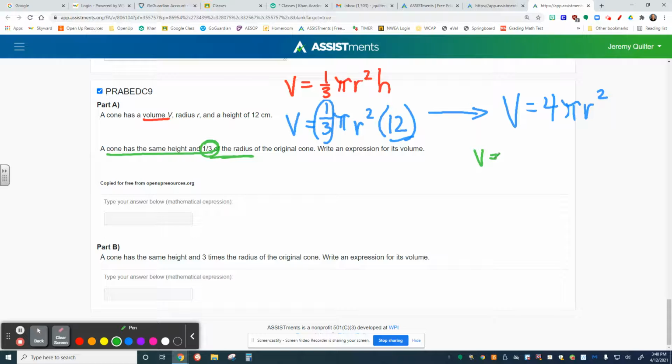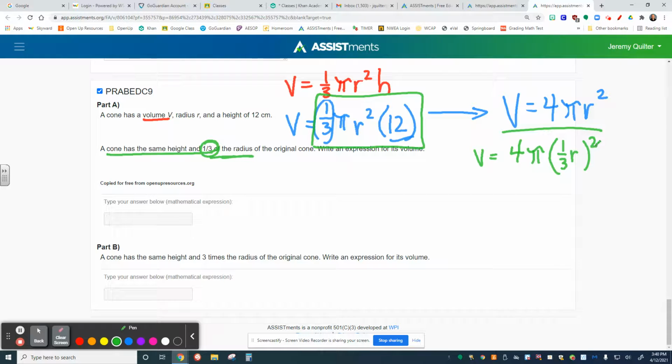So we could go back through and look at this whole situation and go back to this, where we see 1/3 times pi times the radius squared times the height of 12. Or we can work from the simplified version, which I think would be a simpler way to do this. The volume is still equal to 4 times pi, but the radius will be 1/3 of what it was.